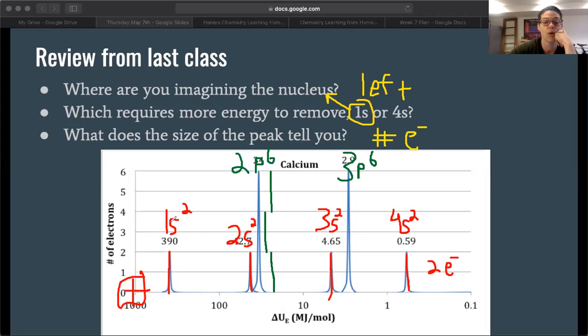So we have 1s2, 2s2, 2p6, 3s2, 3p6, 4s2. This is already telling you that this is calcium. That's our configuration for calcium: 1s2, 2s2, 2p6, 3s2, 3p6, 4s2. And it just goes left to right in the exact same order.